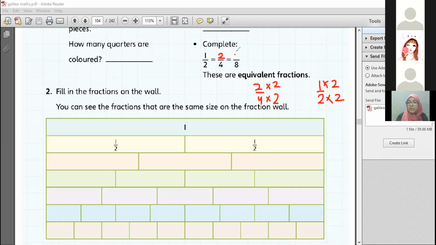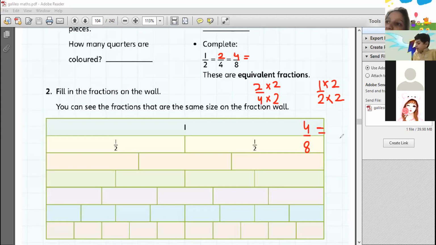Ma'am, I did not understand this. Okay. Umaima, what am I doing? I'm taking each fraction and just multiplying by 2. That's it. The numerator and denominator. Now tell me, 4 by 8. What is the equivalent fraction? Can anyone do it orally and tell me? 8 by 16. Very good.